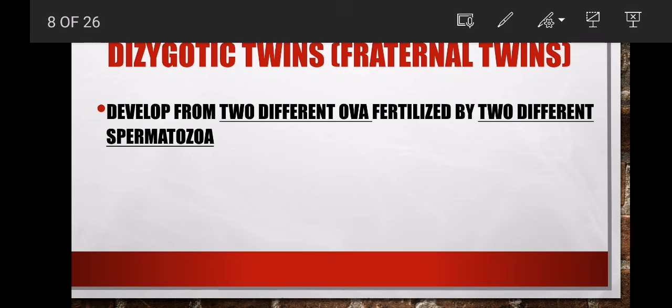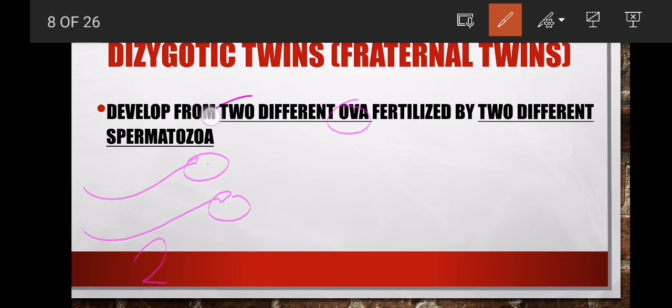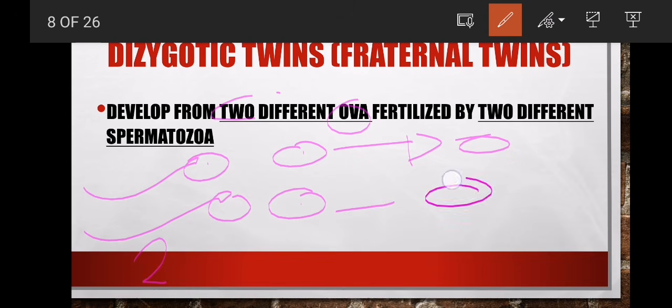So it means, good people, in this case, you will have what? A sperm cell and another sperm cell. How many are they? There are two. They will fertilize how many ova? Two. So it means you will have two ova. Then that will give a zygote, which will end up forming what? Fraternal twins. Okay, fine.